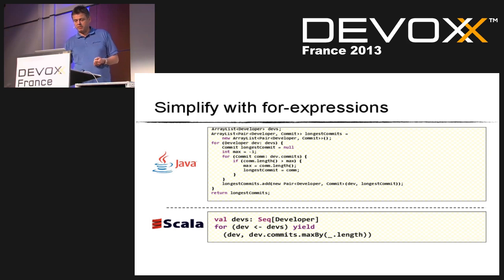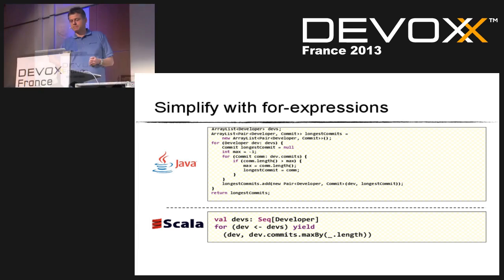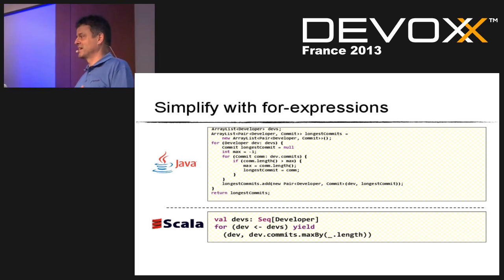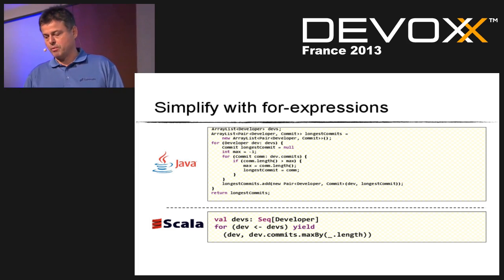So here you have a slightly modified Scala program which uses something that looks like a loop. You say for developer taken from developers yield, and then comes the pair, developer and developer commits max by length. And that looks like a loop to you, but in fact it isn't, because it turns out that this for expression maps into exactly the code that I've shown you in the previous slide. So these for expressions give you familiar loop syntax, but that's not what they are. They map into these purely functional transforming operations.